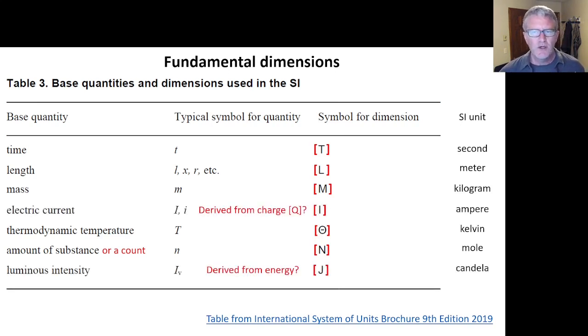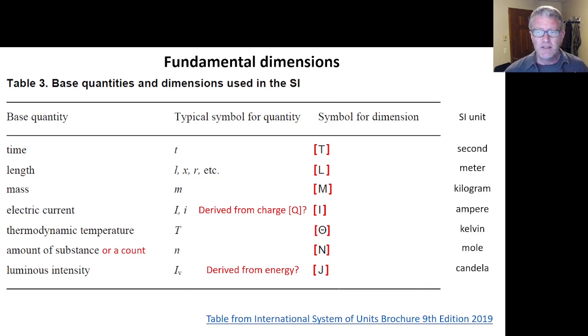The dimensions of current are symbolized with an I, and the SI base unit is the ampere. We will talk later in class about current being derived conceptually from a count of electrical charges per time. We will not be using light intensity in this class, but the dimensionality of J should not be confused with the unit of joules of energy. Again, the square brackets help to differentiate a symbol that is used both for dimensions and for units.